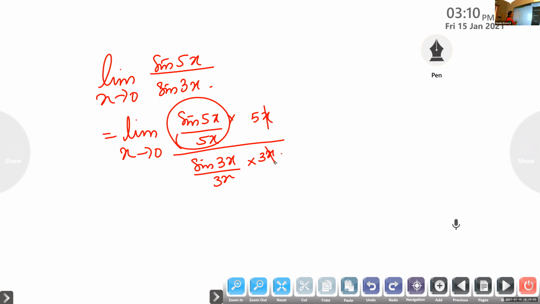Now look here, before substituting the values, x is in the numerator and x is in the denominator. These two will get cancelled. So you'll get 1 into 5 by 1 into 3. So the answer is 5 by 3. Is it okay, Gayatri? Yes, ma'am. Sania? Yes, ma'am.